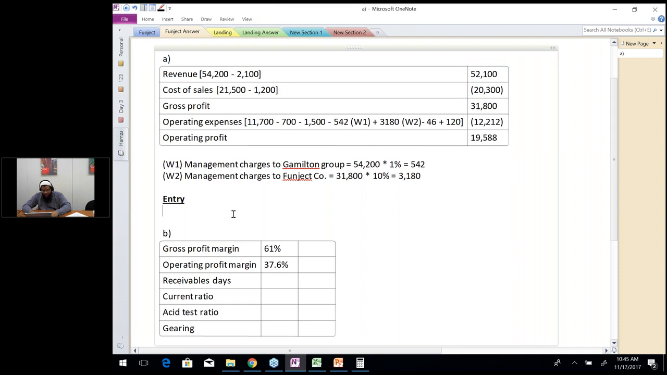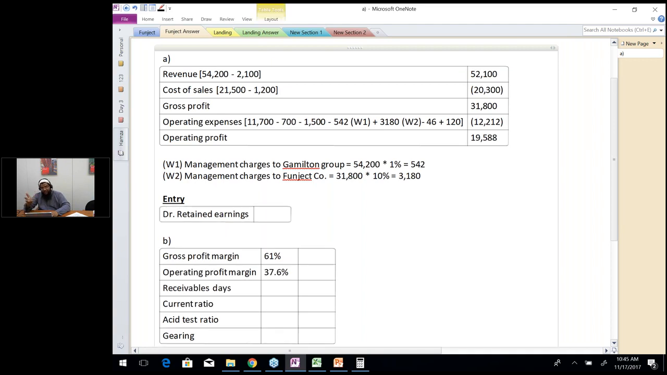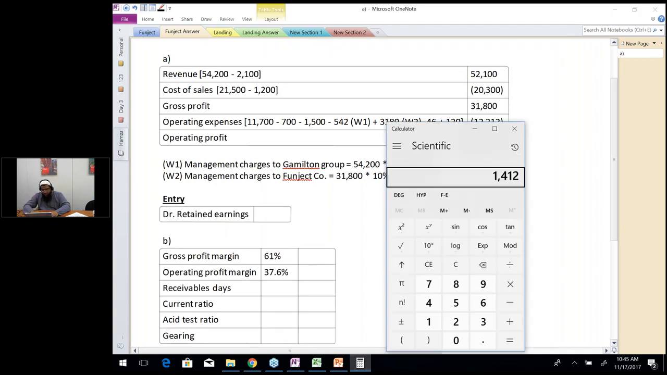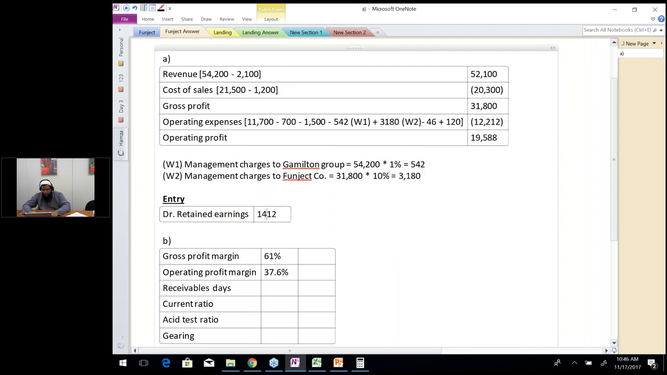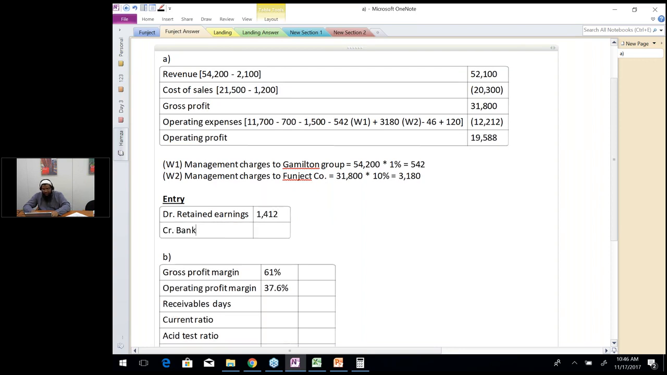So I would say the entry will be retained earnings debit. A decrease in profit would obviously mean decreasing the retained earnings by what amount? 1,412. And this will also decrease the bank balance by 1,412.